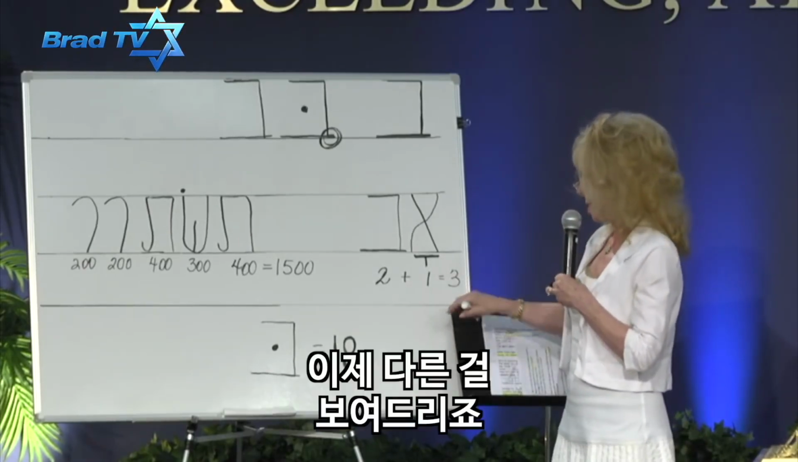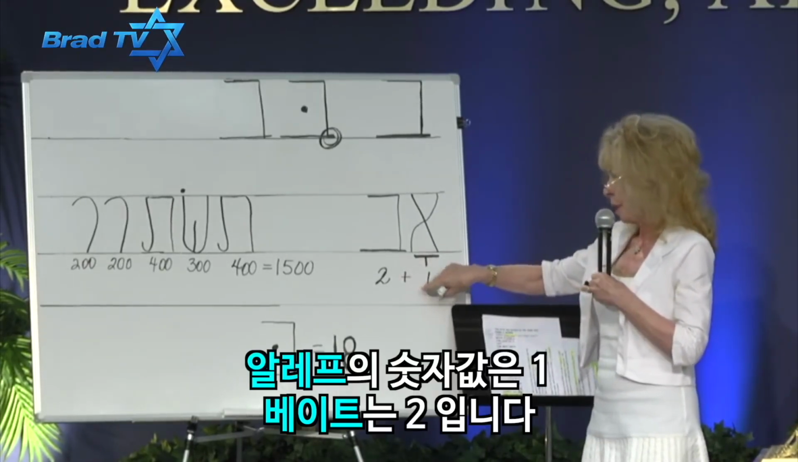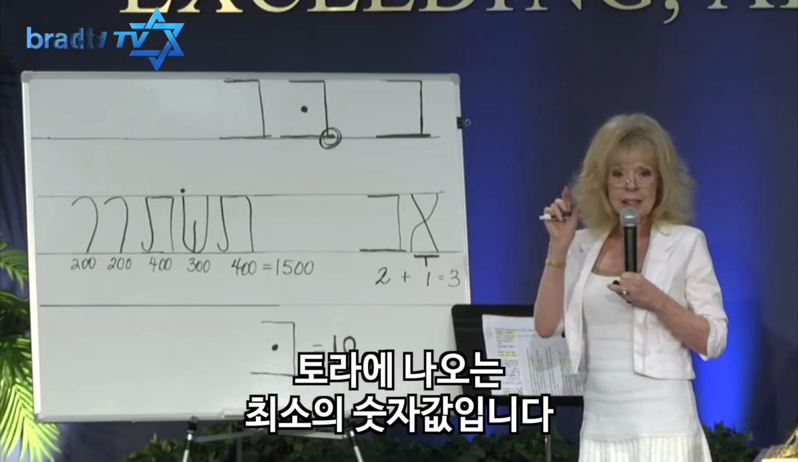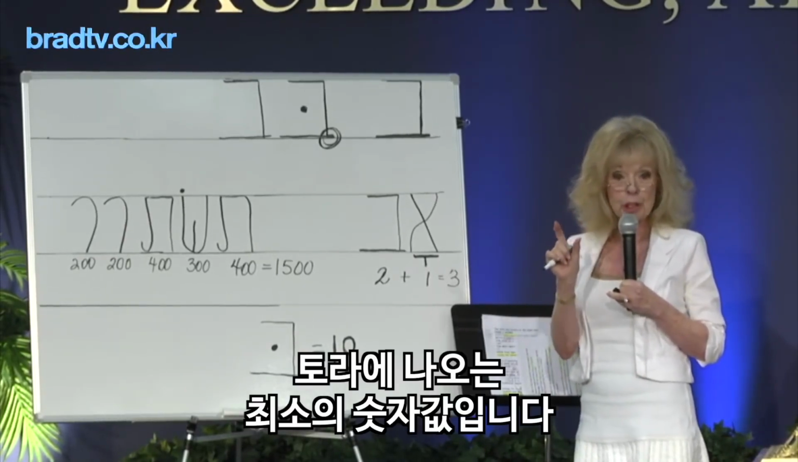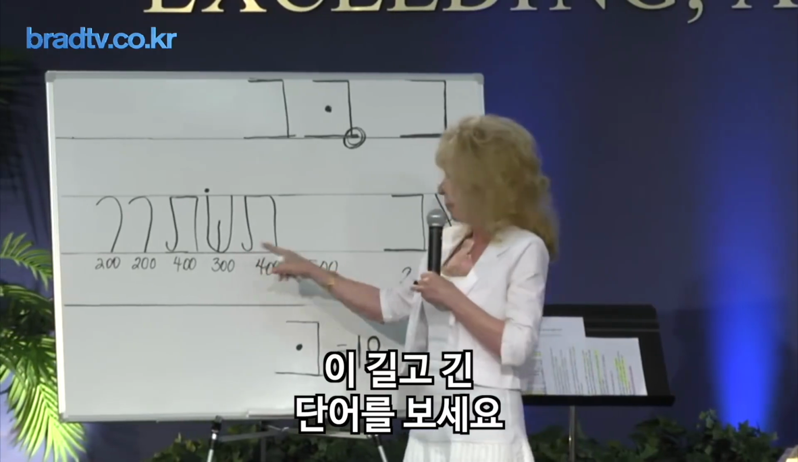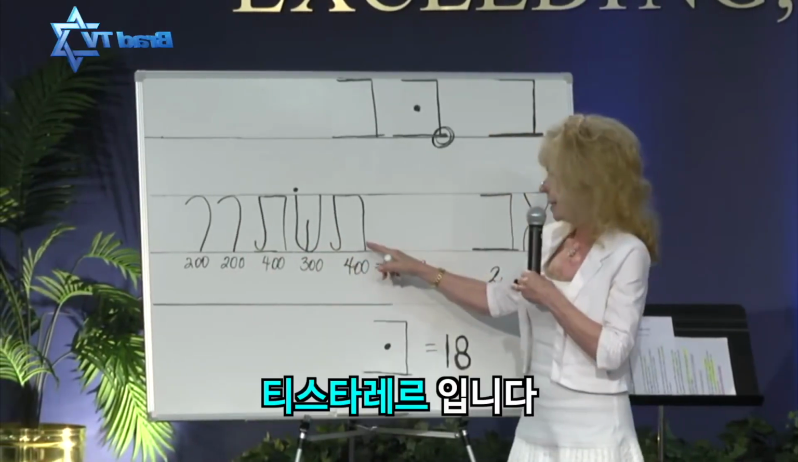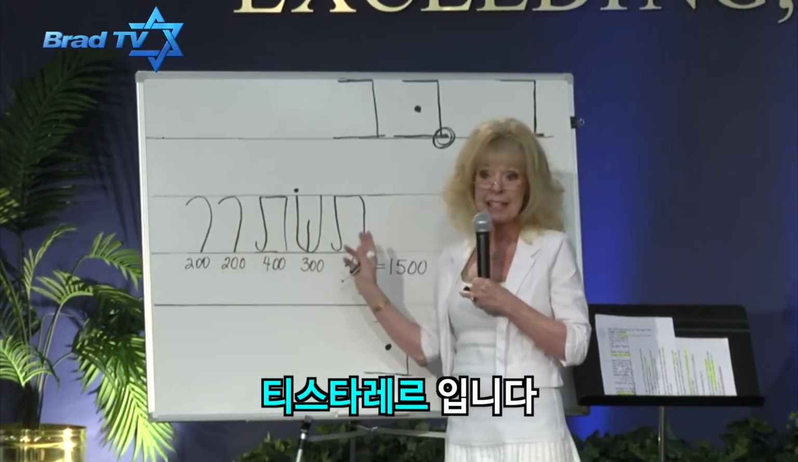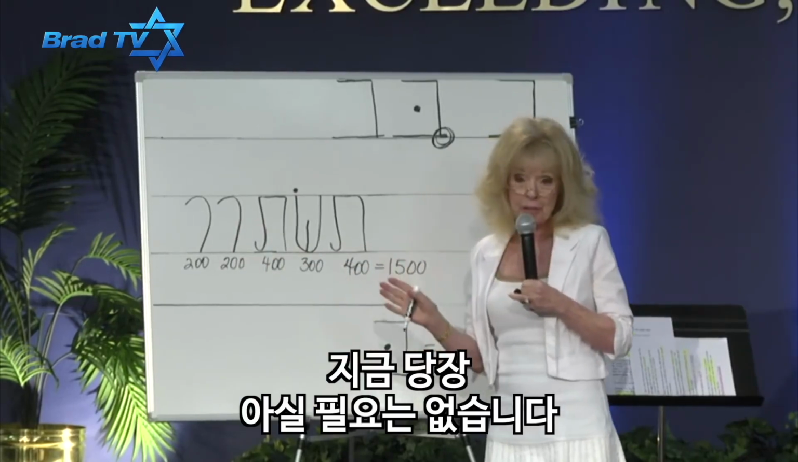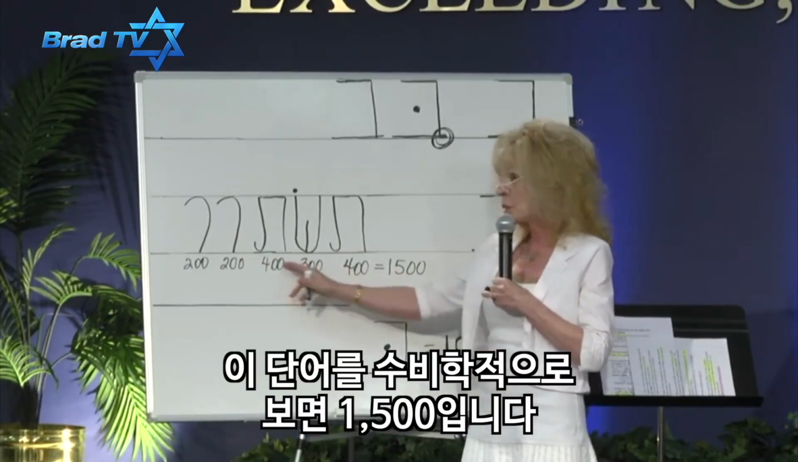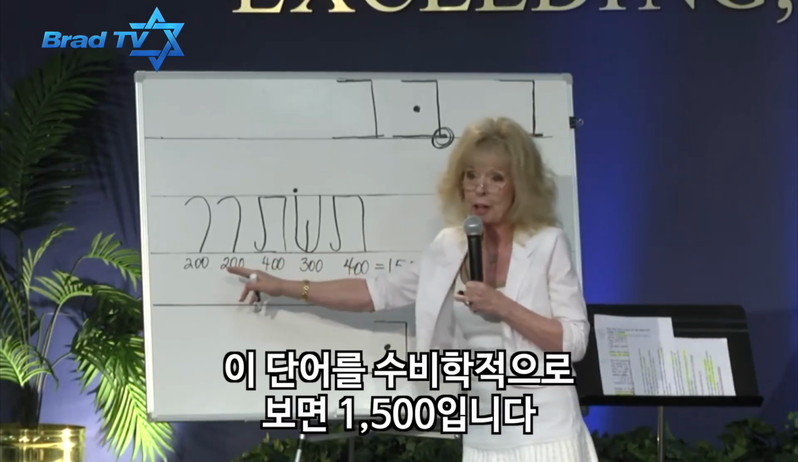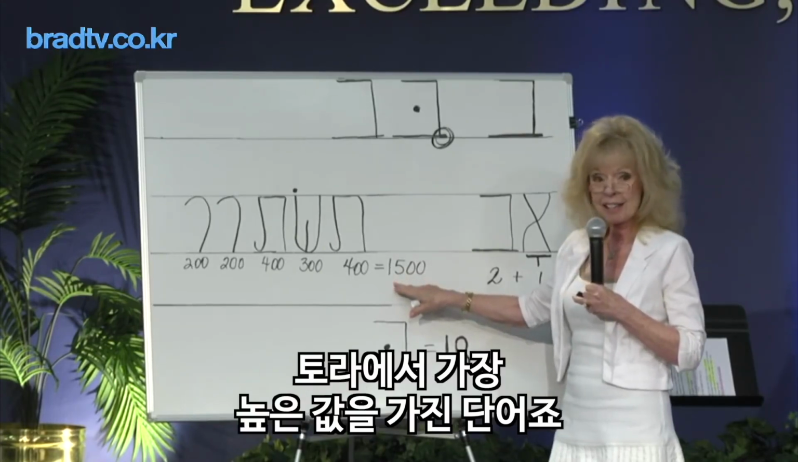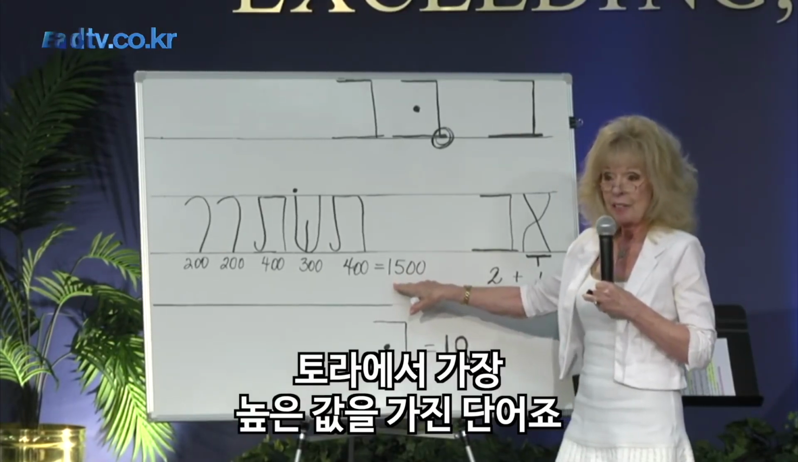All right, now I want to show you something. The numerical value of the Av is a 1, and the numerical value of bait is 2, which of course makes 3. That's the smallest numerical value of any word in the Torah. Okay, look at this word. It's a big, long word, and it's tistarer. Which you don't have to learn right now. It's not important. But the gematria, or the numerical value, is 1,500. It is the highest numerical value in the Torah.